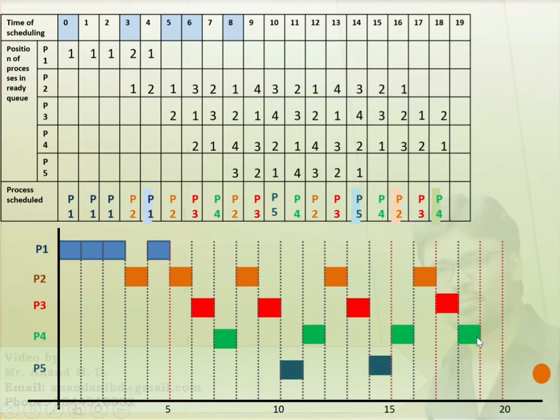Okay, so at 19th time unit there is only one process in the ready queue, that is P3. So it will be selected for execution and it will be executing from 19 to 20 time units.